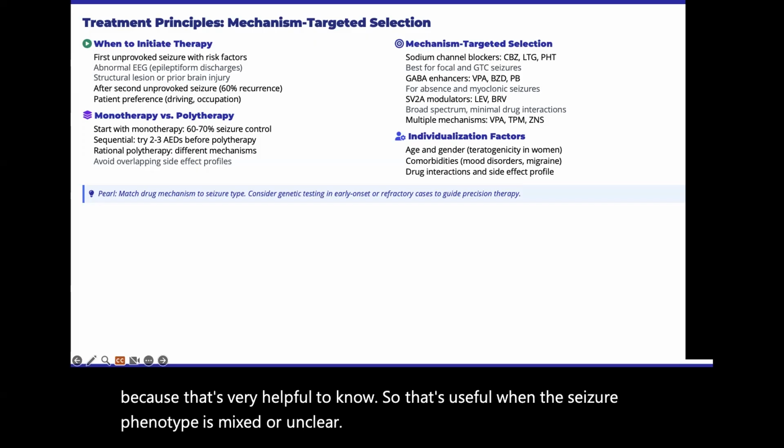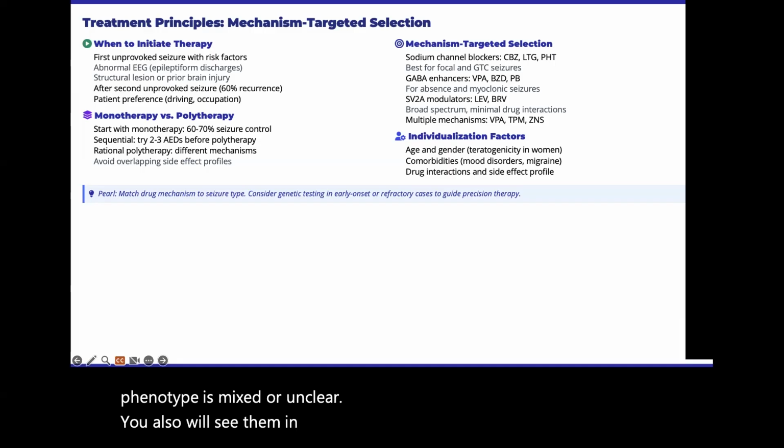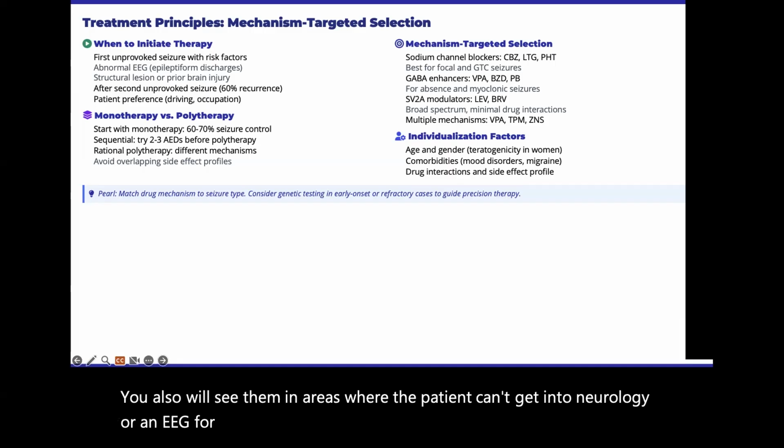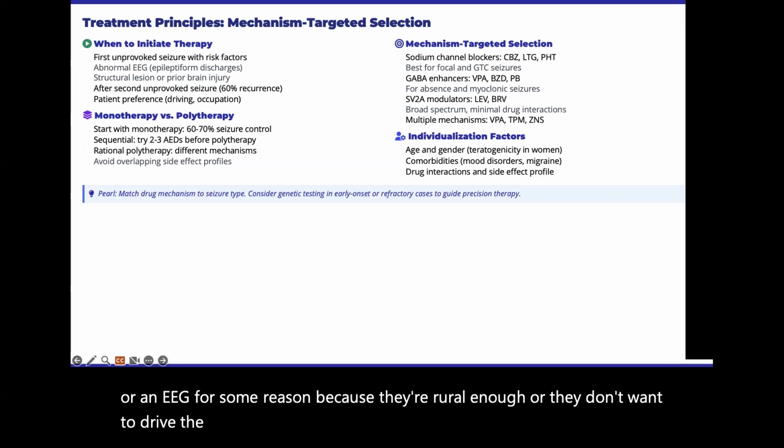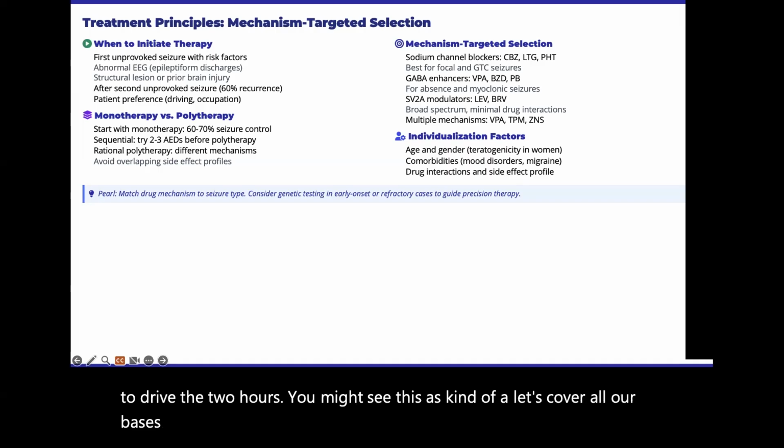You also will see them in areas where the patient can't get into neurology or an EEG for some reason, because they're rural enough or they don't want to drive the 2 hours. You might see this as a let's-cover-all-our-bases type approach. And the drugs have gotten safer, with fewer adverse effects over time.